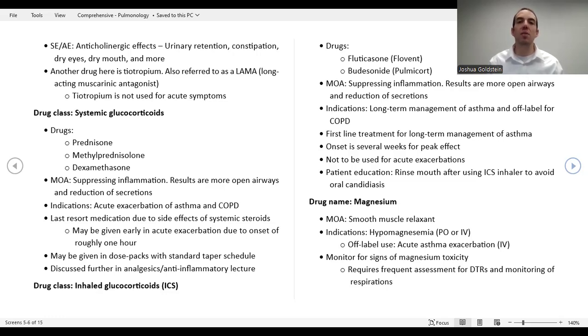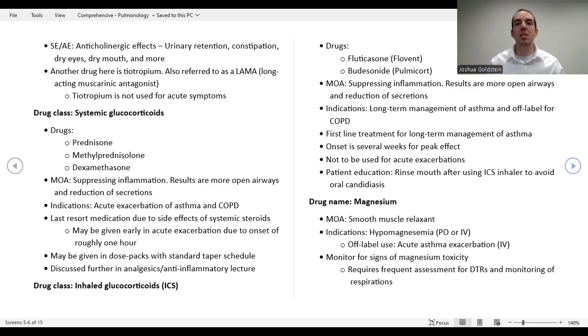Now we have one drug left to discuss about acute asthma, and then we're just going to keep on the chronic section, which we just started. The last one is called magnesium. Magnesium is obviously an electrolyte. It's given for hypomagnesemia, where a patient has a low mag level, but it can also be used off-label for acute asthma. And you may see this pretty much only in an ER, where we'll start an IV and put a patient on a magnesium infusion for their severe asthma.